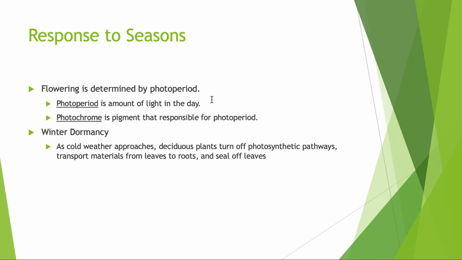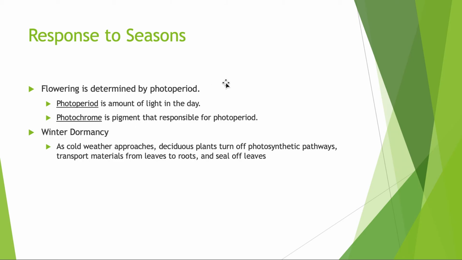Now you have plants that flower at different seasons. Most flowers bloom in spring, but you also have flowers such as the poinsettia that bloom in winter, and that's really based off the photoperiod, in that it requires a certain amount of sunlight in order for the hormones to be released to cause the flowering. Phytochrome is a pigment that is responsible for this photoperiod. It is the pigment that absorbs the sunlight that causes this photoperiod.